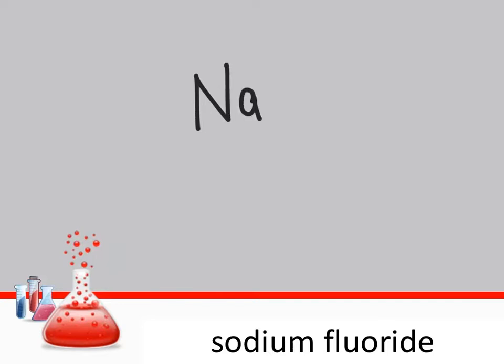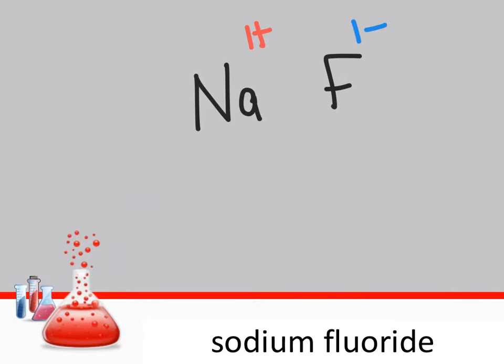And then I need to write out the symbol for fluoride. The second thing I need to do is add charges. When I look at sodium, sodium is in group 1A, so sodium has a 1 plus charge. When I look at fluorine, fluorine is on the nonmetal side, and it is going to end up with a 1 minus charge. So I need to crisscross or exchange numbers.